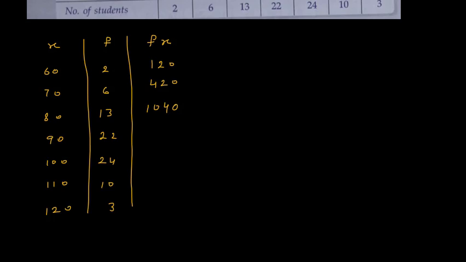Then 22 times 90: again I will write 0 at unit place. Then 9 times 2 is 18, and 9 times 2 is 18 plus 1, 19. Then 24 times 100, so it is 2400. Then 10 times 110, so it is 1100. And then 12 times 3 is 36, so 360. It is 360 only. Okay, so we will write 360 here.